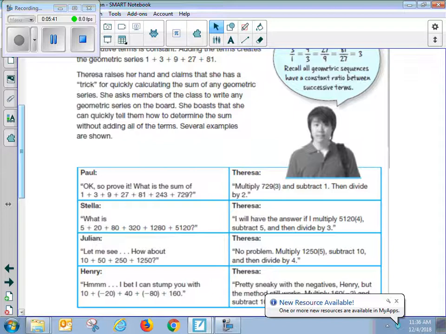So now look at what Teresa says. She thinks she's really smart. 729 times 3, subtract 1. Divide by 2. Okay, let's do the next one.